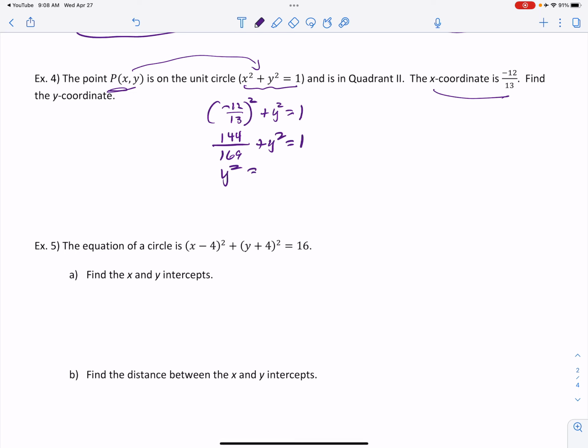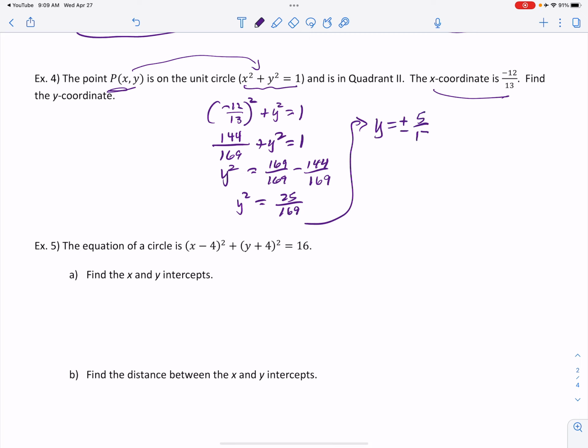Okay, I'm going to have to subtract, and so I need a common denominator, so I'm going to write 1 as 169 over 169. And I have y squared is 25 over 169. And so that means y is plus or minus 5/13. When you take the square root, you get plus or minus.